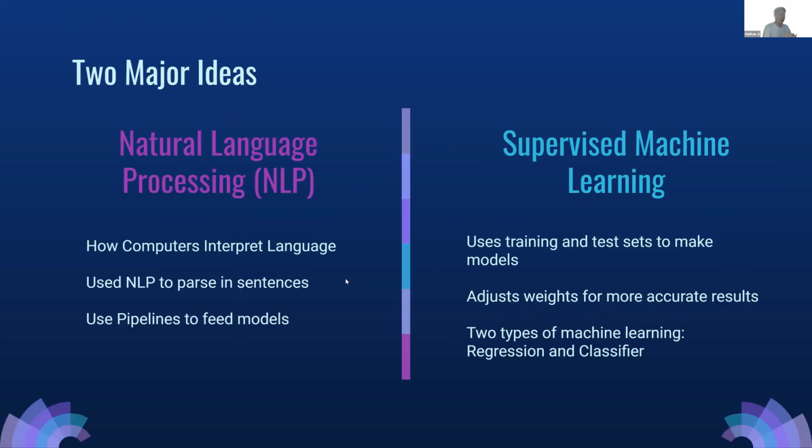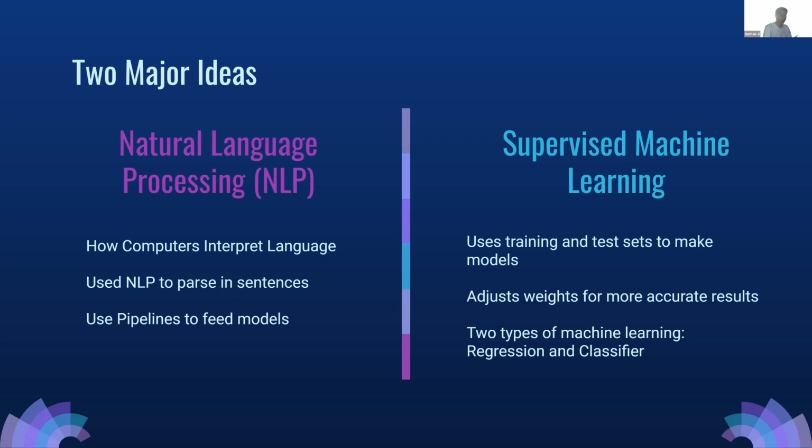So we have two major ideas right here. We have natural language processing, as you heard probably from the last presentation. It's just how computers interpret language. We use natural language processing a little bit differently in this paper. And then also we have supervised machine learning, which is basically using training and testing sets to train a model to be able to identify some kind of binary result, either fake or not fake, or biased or not biased. And that's kind of the idea of supervised machine learning.